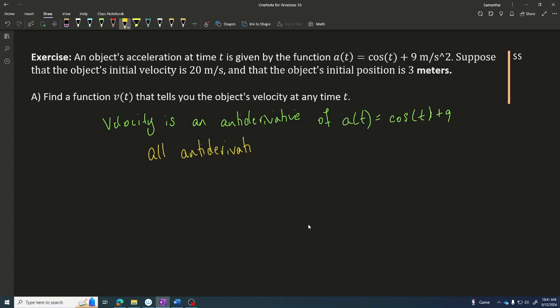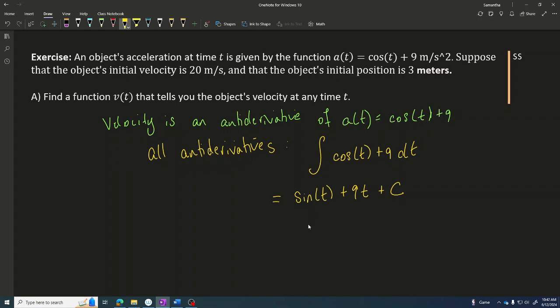So let's write down the format of all possible derivatives of the acceleration function. The integral of cosine of t plus 9 with respect to time. Now, if I write down this indefinite integral describing all possible antiderivatives of this acceleration function, then cosine of t becomes sine of t, 9 becomes 9 times t, and then because we're describing all possible antiderivatives, we know that some constant, any constant in theory, could be in the back.